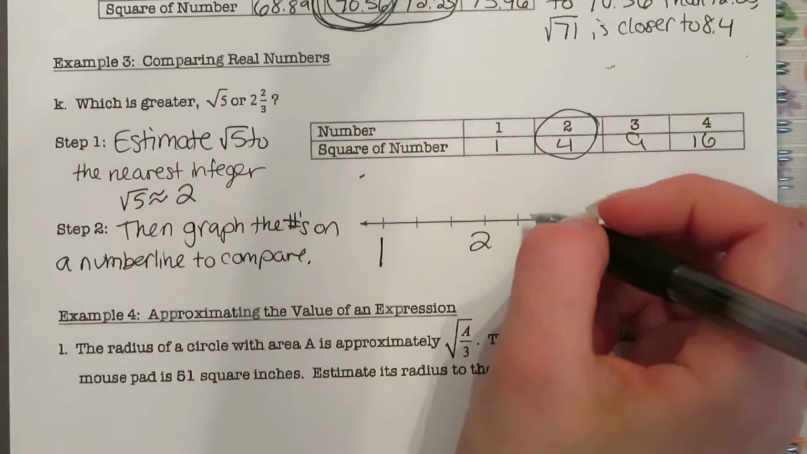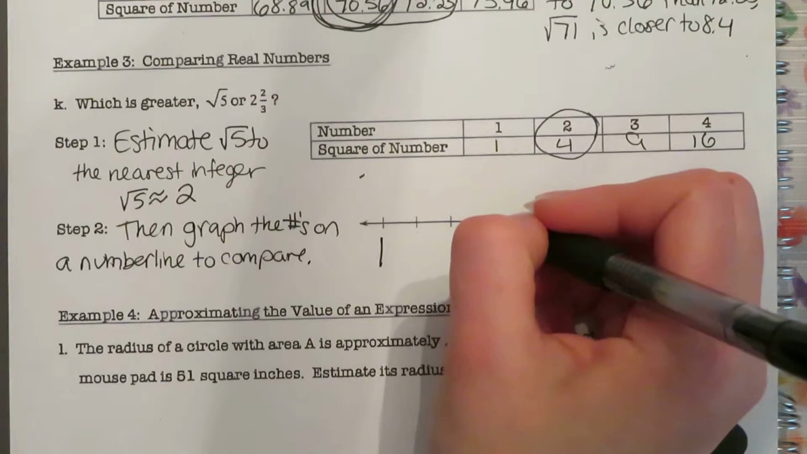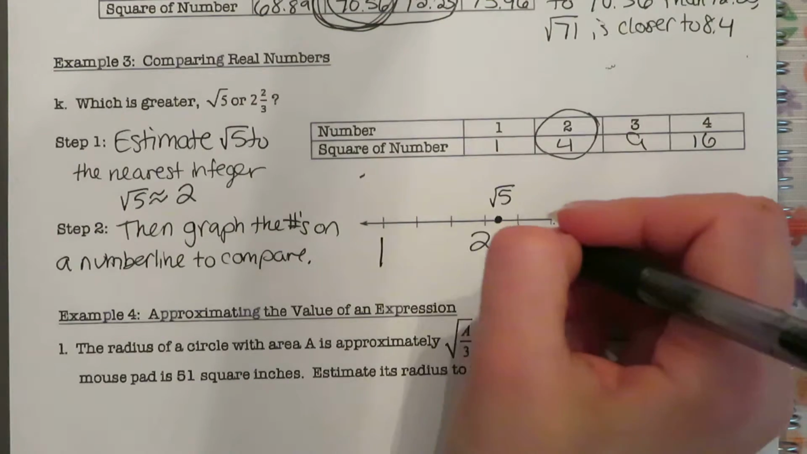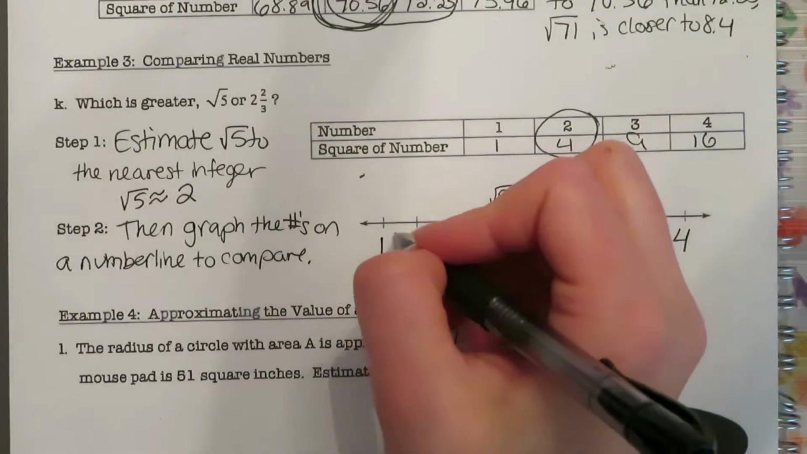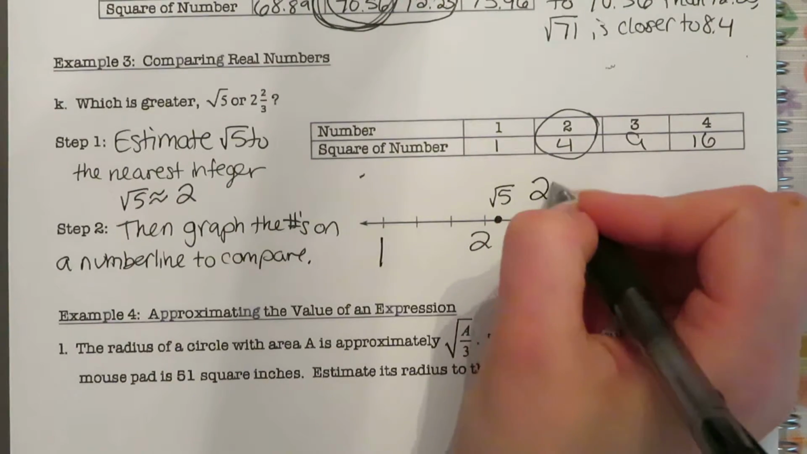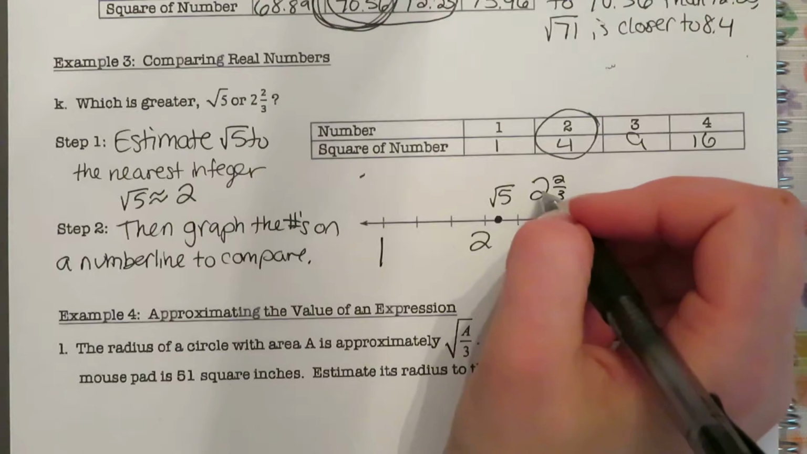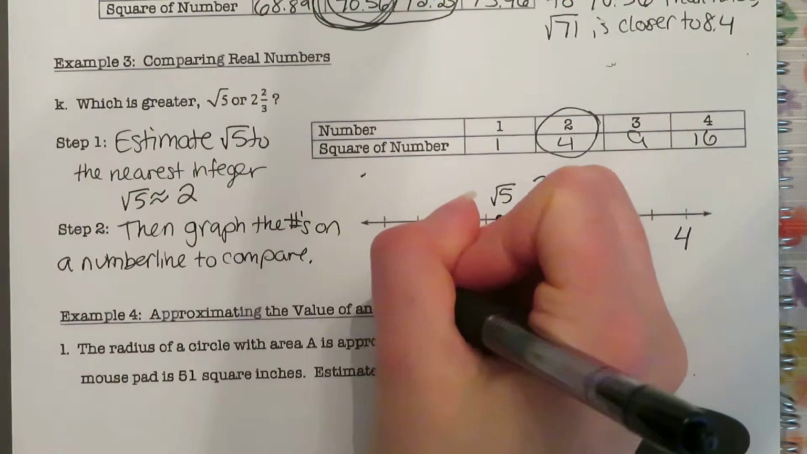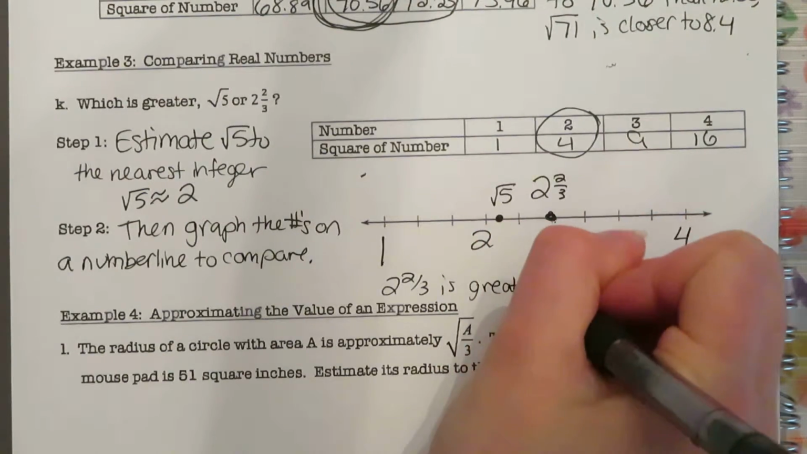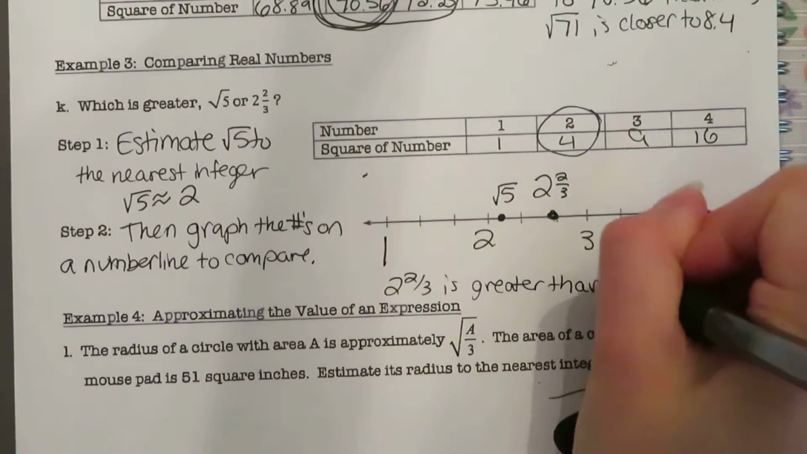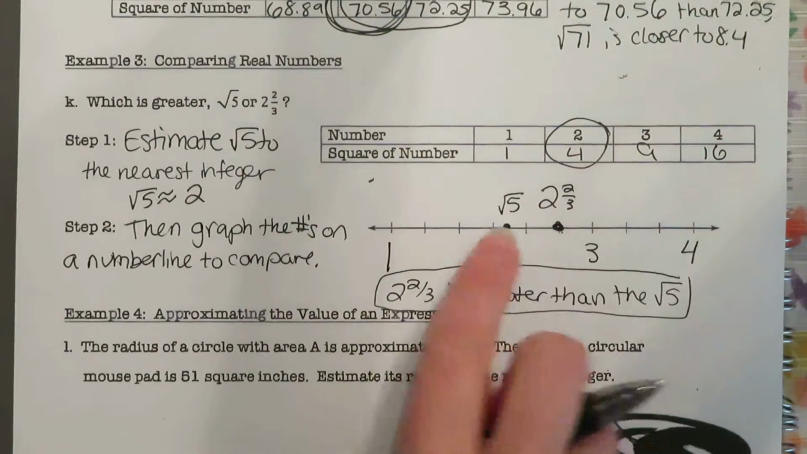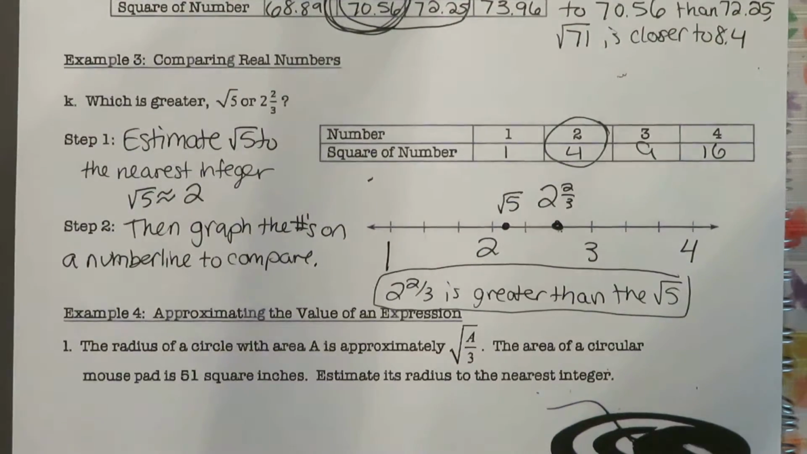So the square root of 5 is closer to 2. So I'm going to say the square root of 5 is over here. And then 2 and 2/3, that's why I broke this up to where it has 2 lines in between each of these, because this right here is 2 and 2/3. 2 and 2/3 is greater than the square root of 5. And then I have my work to support that with that graph.